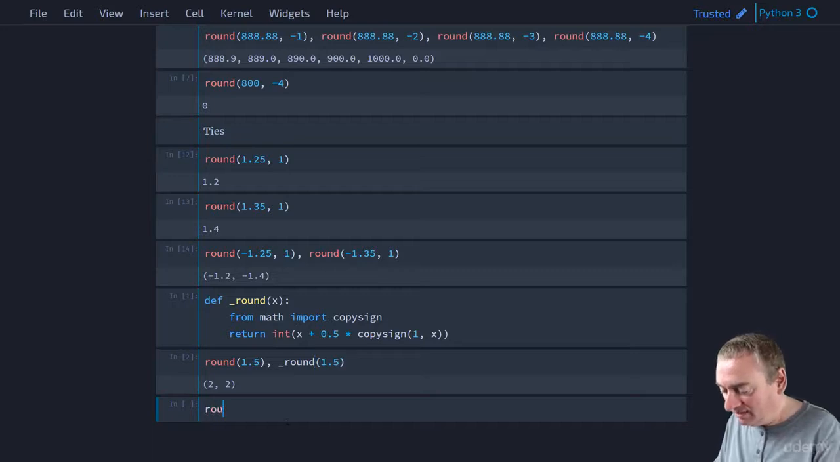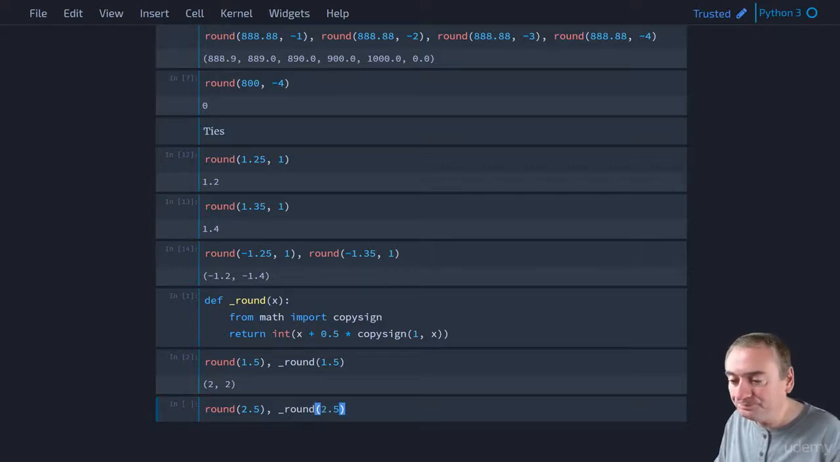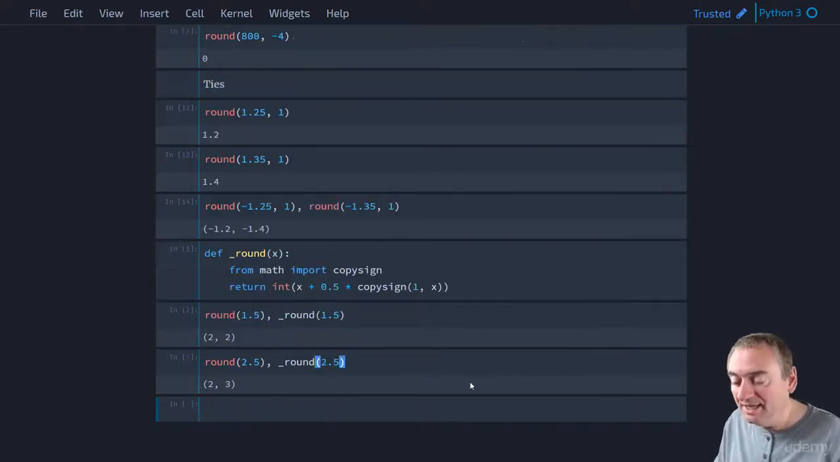Now we can try that again, this time with 2.5, and we'll call our function on 2.5. Okay, so now here's what we expect and what we get. Well, 2.5 is between 2 and 3. It's equidistant, it's a tie, so as a tiebreaker, we pick the one that has an even least significant digit. Well, 2 is even, 3 is odd, so we picked 2. So round 2.5 returns 2. But our method that rounds away from 0 returned 3. And so that worked correctly.